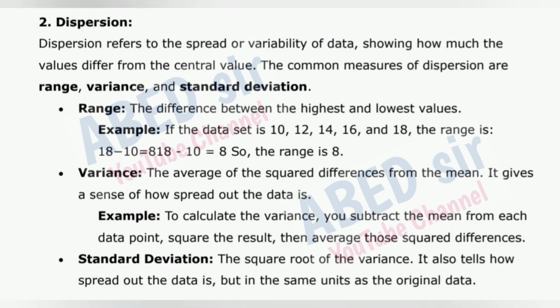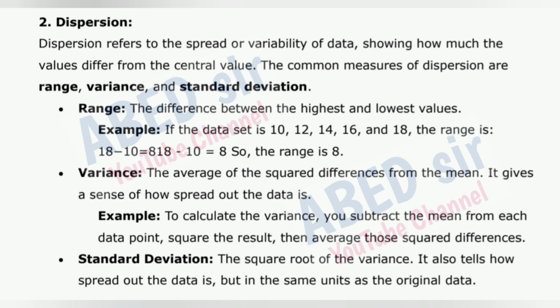2. Dispersion. Dispersion refers to the spread or variability of data, showing how much the values differ from the central value. The common measures of dispersion are range, variance, and standard deviation. Range, the difference between the highest and lowest values. Example, if the data set is 10, 12, 14, 16, and 18, the range is 8, so the range is 8. Variance, the average of the squared differences from the mean. It gives a sense of how spread out the data is.